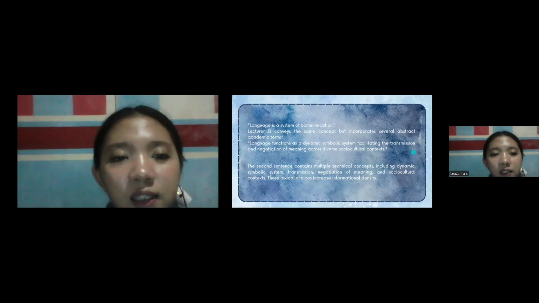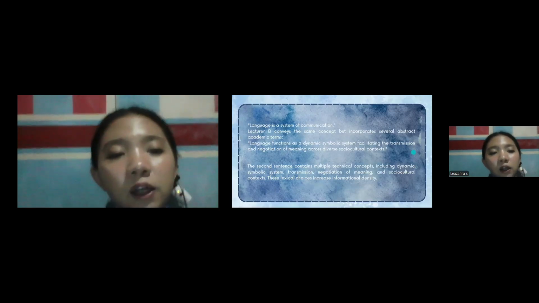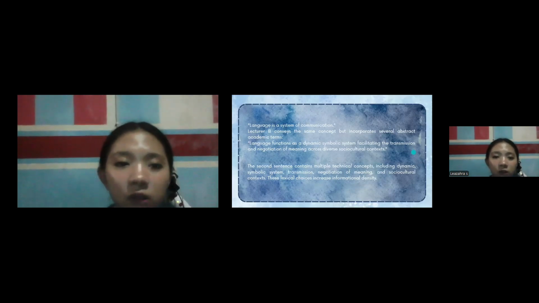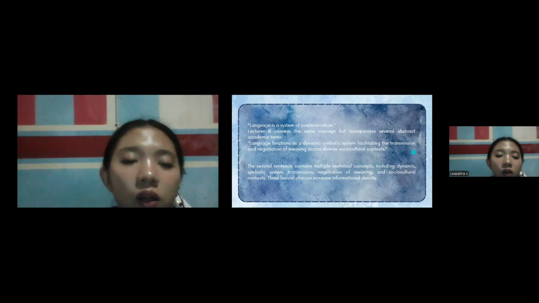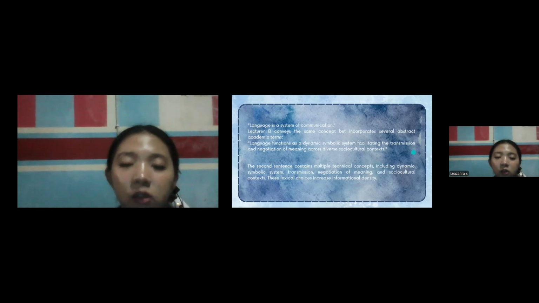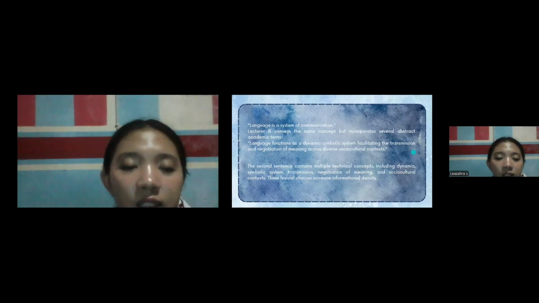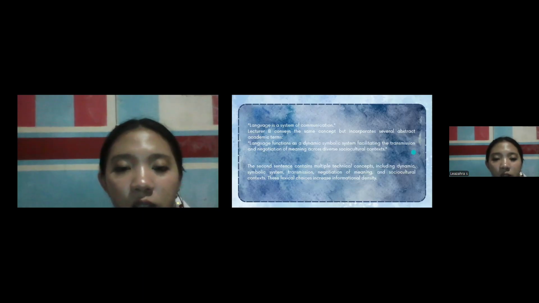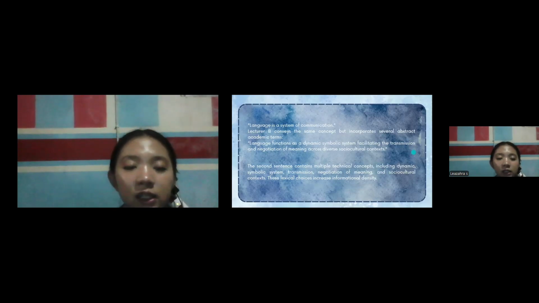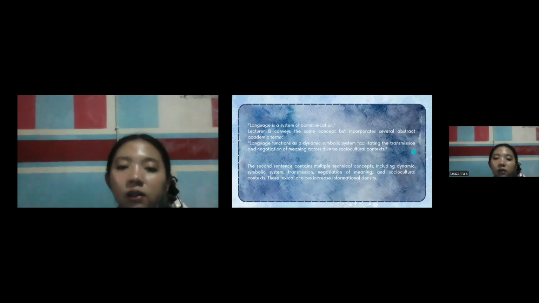Code language is a system of communication. Lecturer B conveys the same concept but incorporates several abstract academic terms. Language functions as a dynamic symbolic system facilitating the transmission and negotiation of meaning across diverse social cultural contexts. The second sentence contains multiple technical concepts, including dynamic, symbolic system, transmission, negotiation of meaning, and social cultural context. These lexical choices increase informational density.